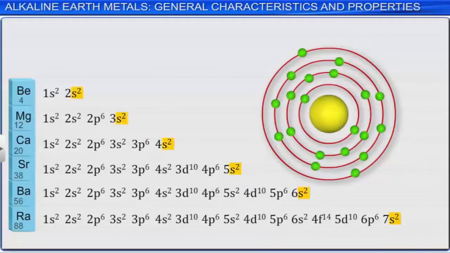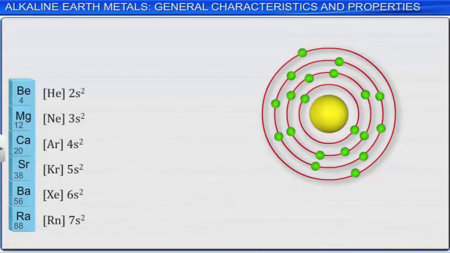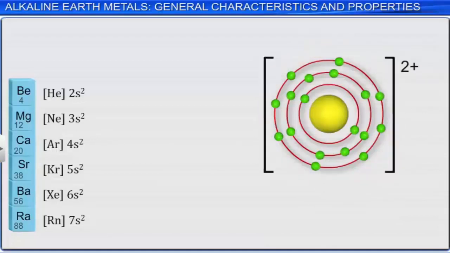The similarities in the electron configurations are even more apparent when written in noble gas notation. They all end as ns2, where n is the highest occupied electron energy level. Because of their 2 valence electrons, all the group 2 metals form cations with +2 charges. By losing the 2 outermost electrons, they form cations that are isoelectronic with the nearest noble gas.